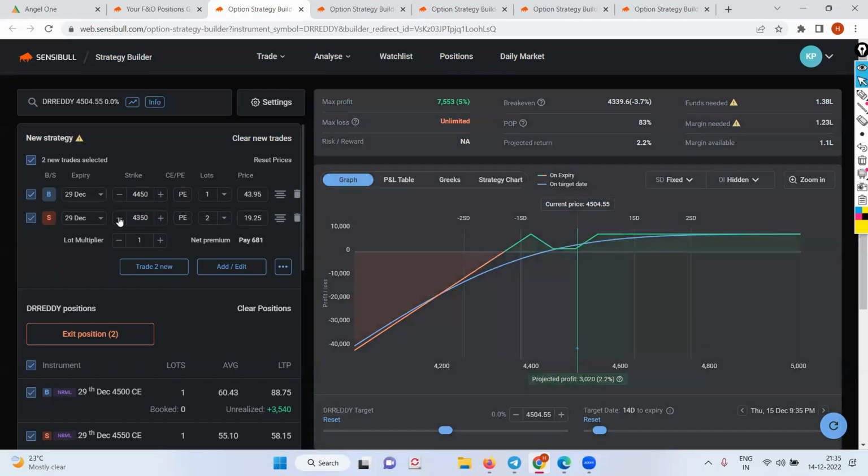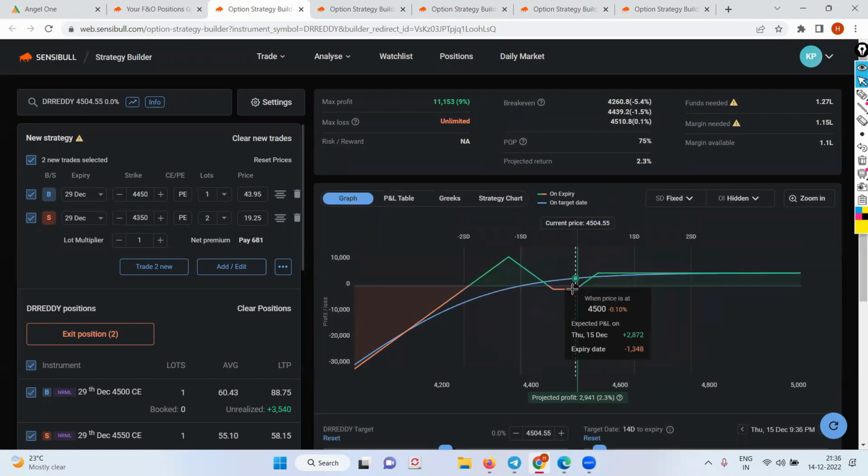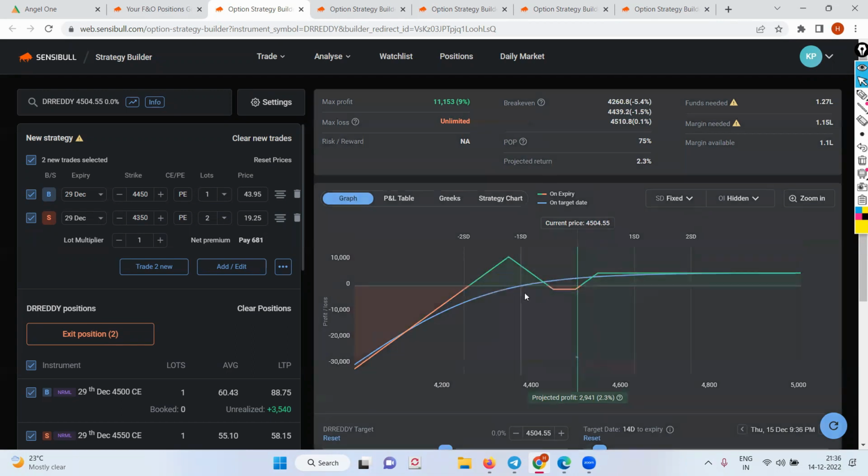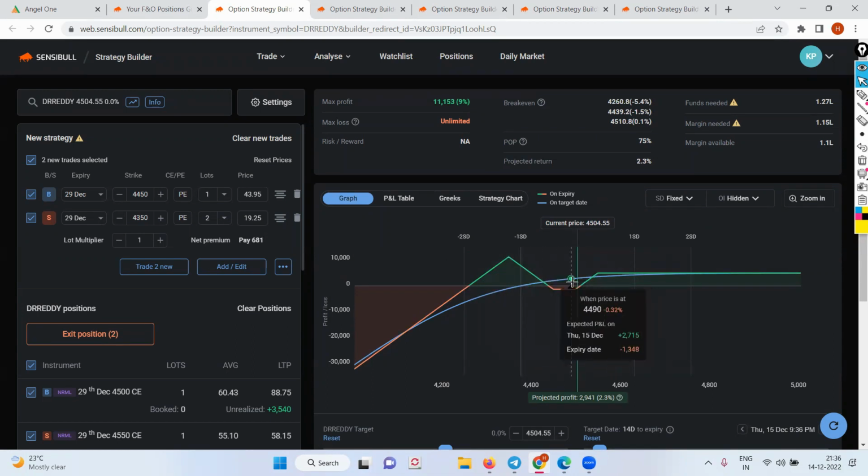Okay, you can play with your sell position also. See, if someone says that Dr. Reddy cannot be sideways, either it can go up or it can come down, just go for it. Why are you concerned about this loss? Right? This loss is 1,348.